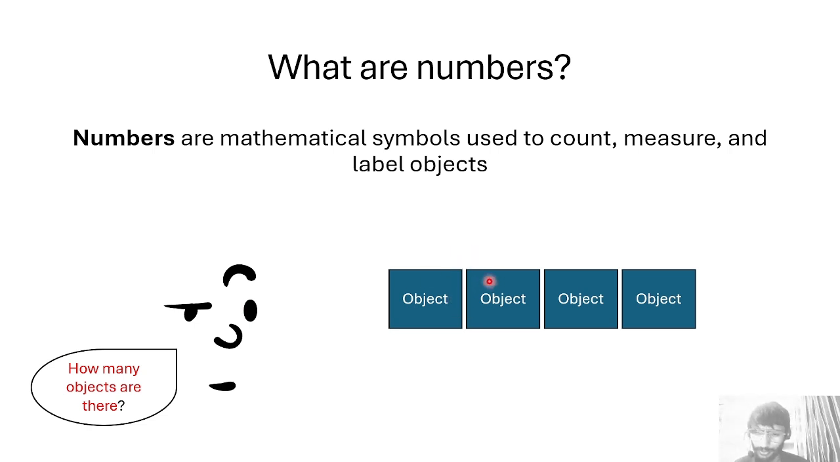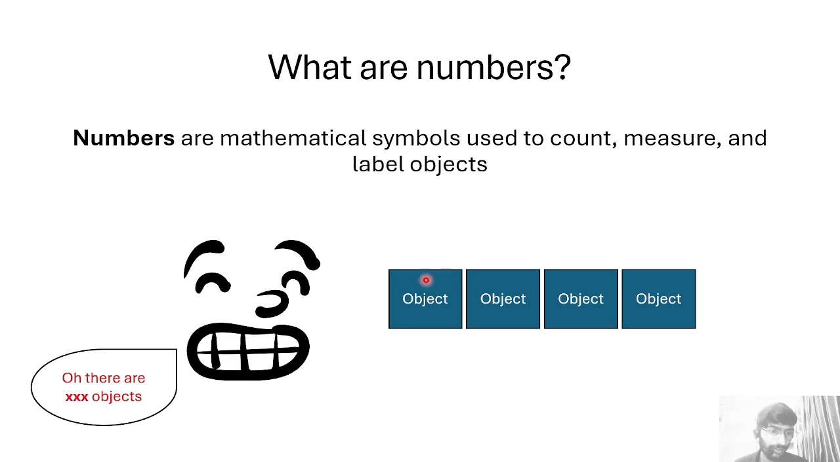We know there are four objects, but Frank is not familiar with the number system yet. He doesn't know what exactly numbers are and how we can use them. He has no knowledge of counting, and thus we need to enlighten our friend Frank to answer his question of how many objects there are.